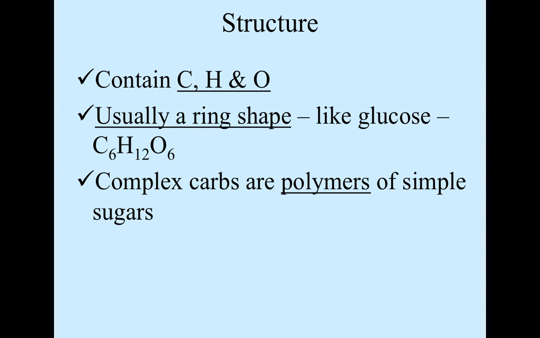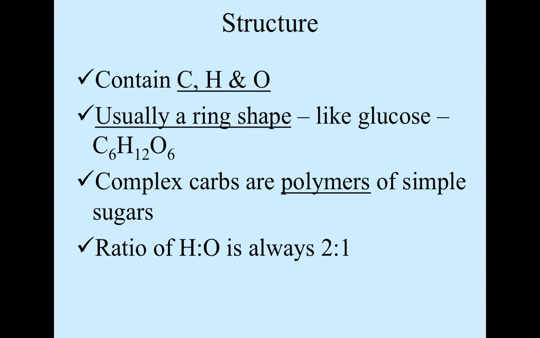Complex carbohydrates are polymers of simple sugars, and we'll be talking about what polymers are. Basically, it's a big chain. We take the simple sugars and we chain them together. The ratio of hydrogen to oxygen is always 2 to 1. We can see that up here with glucose. I have 12 hydrogens and 6 oxygens. So basically my number of hydrogens, I just double my number of oxygens. That's a really easy way to tell if I have a carbohydrate or not. One of the things you're going to have to do is understand how to distinguish, if you're given a molecule, what kind it is, because it will help you answer questions.